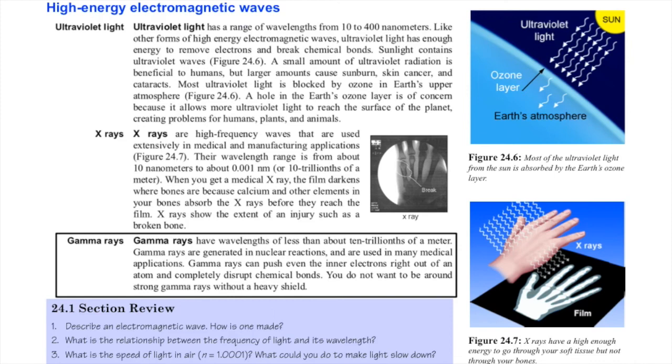Gamma rays. Gamma rays have wavelengths of less than about 10 trillionths of a meter. Gamma rays are generated in nuclear reactions and are used in many medical applications. Gamma rays can push even the inner electrons right out of an atom and completely disrupt chemical bonds. You do not want to be around strong gamma rays without a heavy shield.